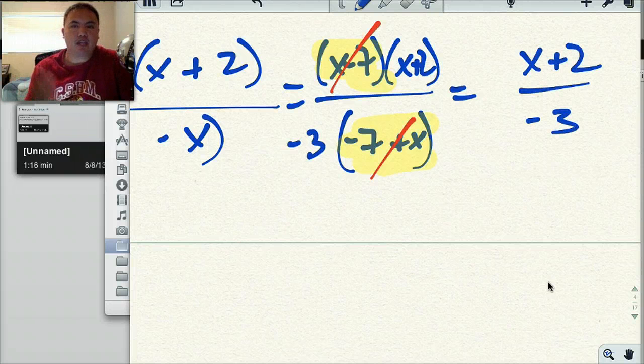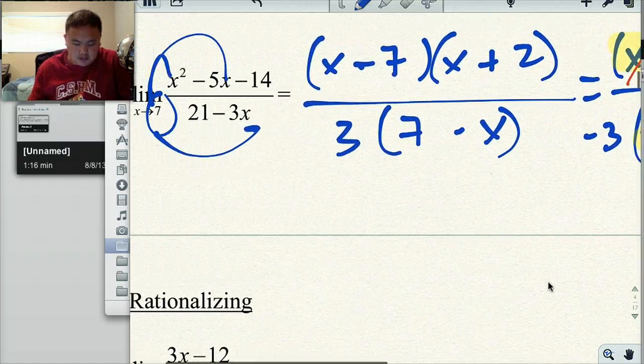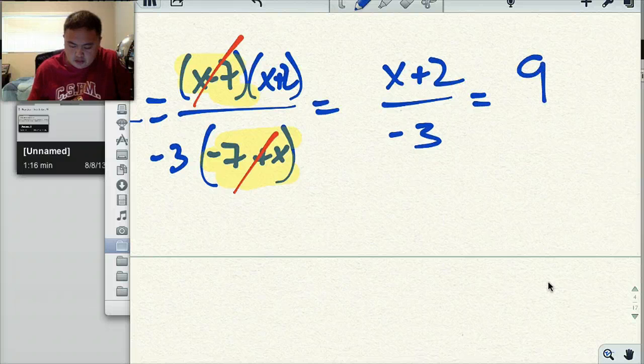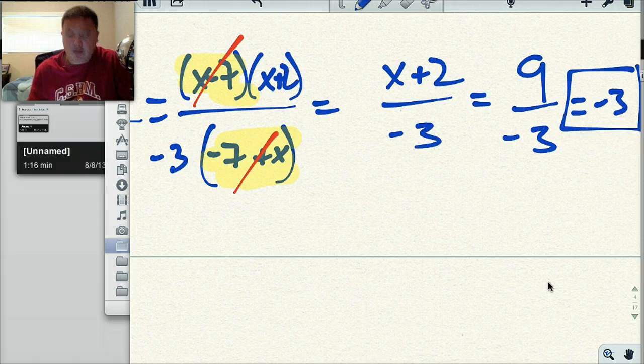Because I canceled something, again, I'll try plugging it in. In this particular problem, remember it was 7, so now I'll plug in 7. I get 9 over negative 3, or negative 3. So that's how you do it with factoring.